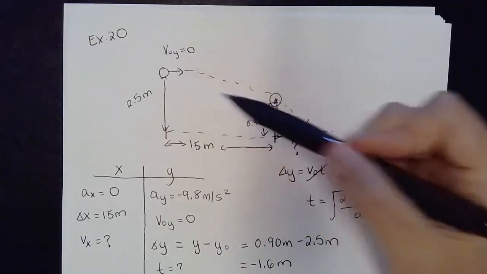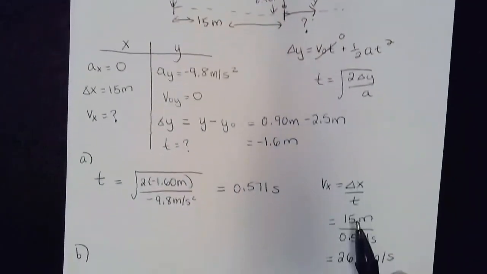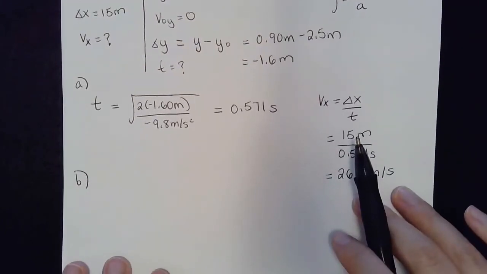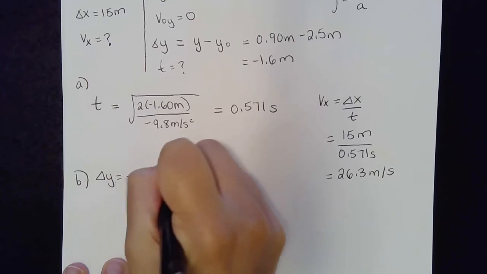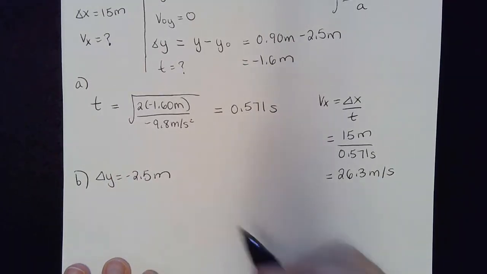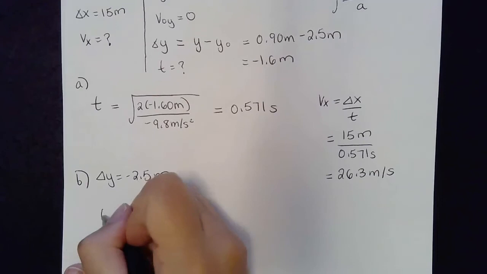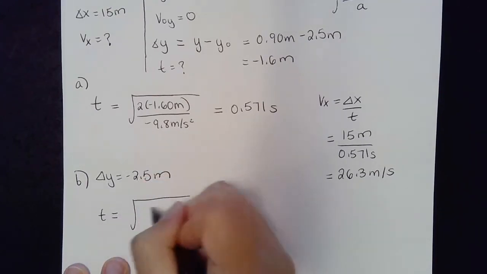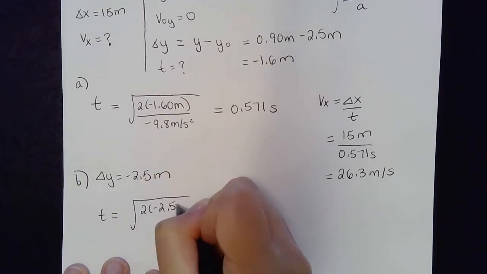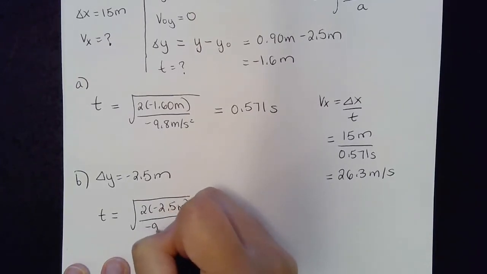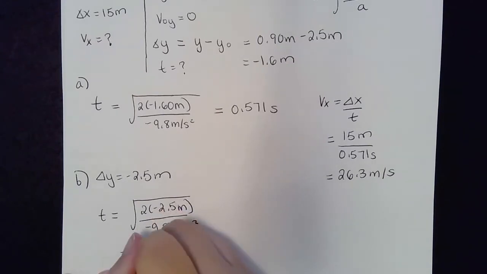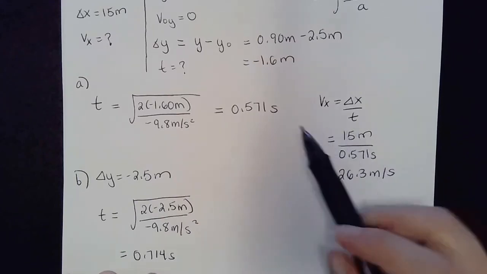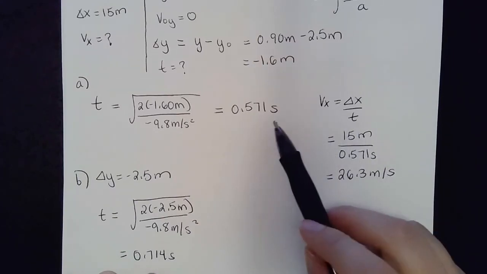So from where it was hit to the ground. So we now have a delta y of negative 2.5 meters. Everything else is the same, so we have the same formula here, but it will be t equals the root of 2 times negative 2.5 meters over negative 9.8 meters per second squared, which gives me a new time of 0.714. So this is the time that it takes to hit the ground, and before we found the time it took just to reach the net.